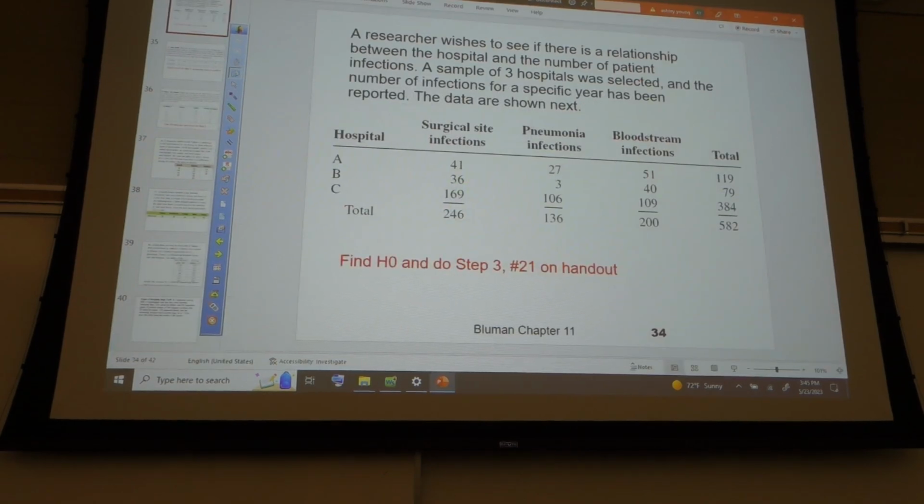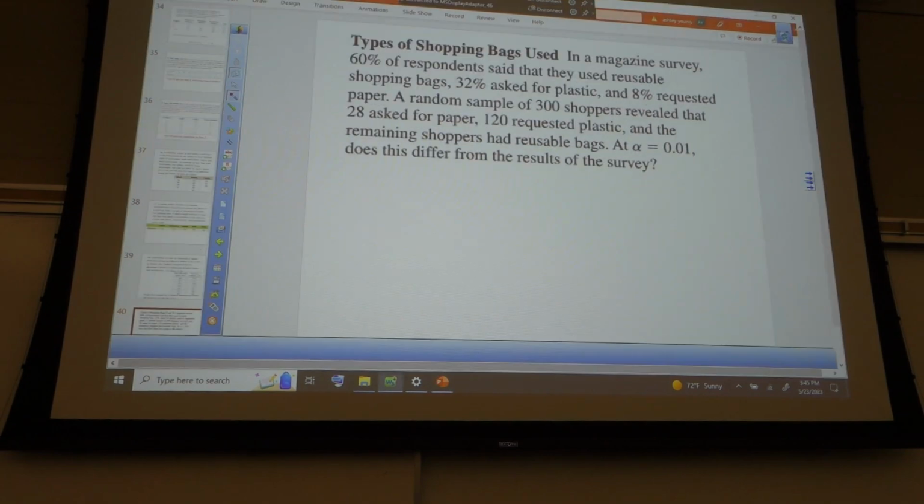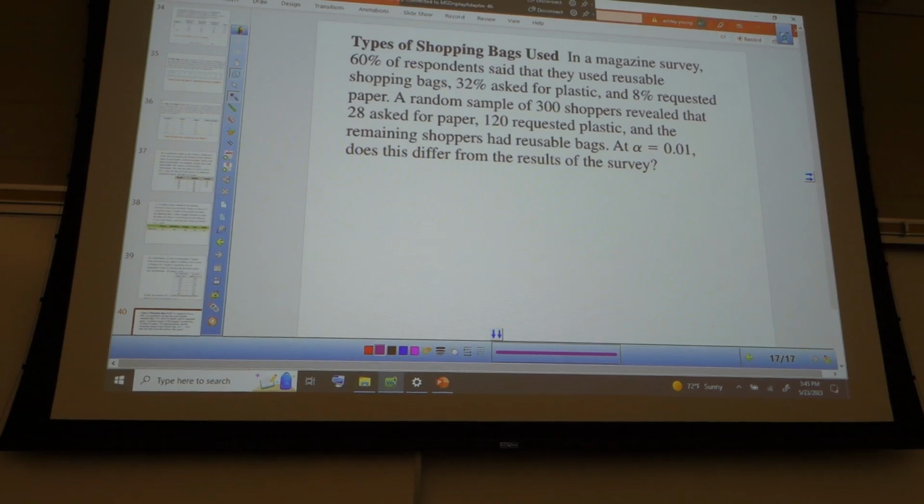Number 22, the shopping bags. What kind of problem is this one? What do you think? There are proportions, so there's some proportions going on. I've got 60%, 30%, 8%. I have too many proportions. I got 3 proportions. I like the fact you see it's proportions, but I've got 3 or more, so yep, goodness of fit.